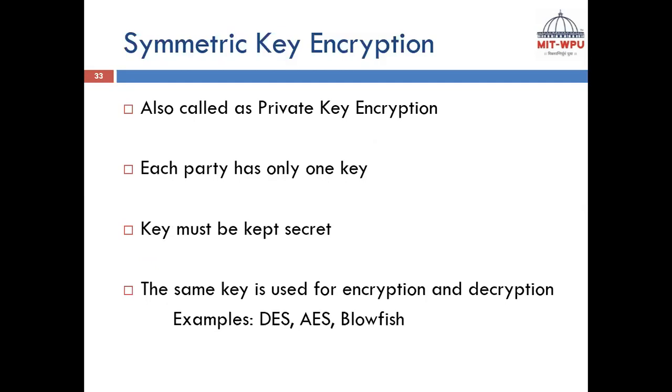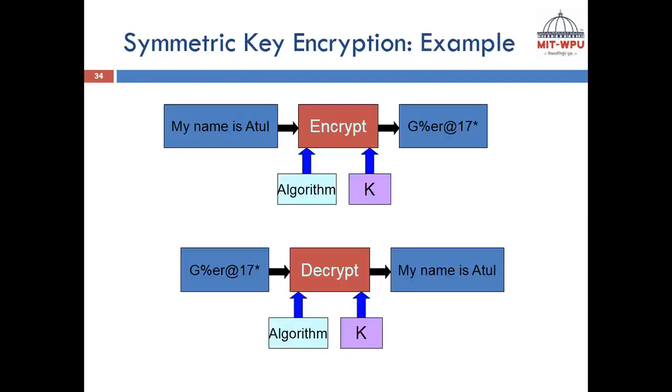We are trying to understand what symmetric encryption is. It's also called private key encryption or secret key encryption, because there is only one key which needs to be kept secret. Each party has only one key, the key must be kept secret, and the same key is used for encryption as well as decryption. A few examples are DES, AES, Blowfish and RC4.